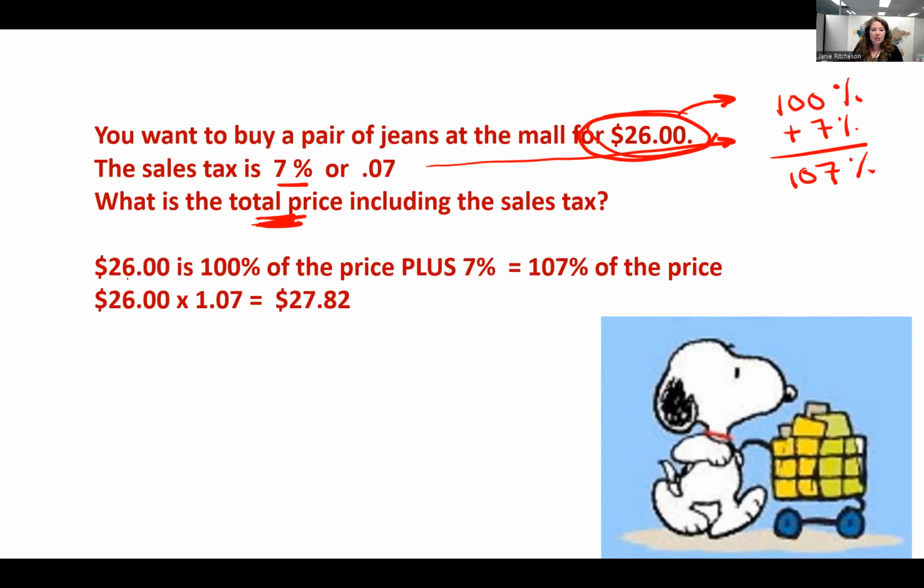So that's what this says. $26 is 100% of the price plus 7% for sales tax, which is a total of 107% of the price. So to go straight from the original price to the total price, including sales tax, you would multiply $26 by 1.07. And the total price is $27.82.